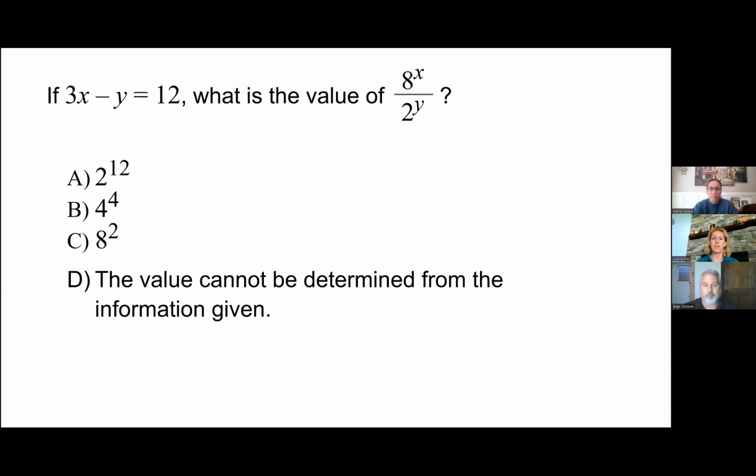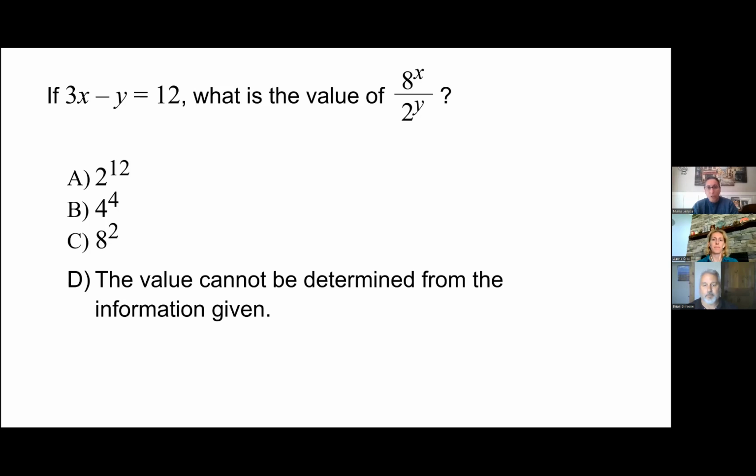This is an intriguing question. There are several ways to approach it. The numerical values for each of the answer choices are 4,096 for choice A, 256 for choice B, 64 for choice C, and then, of course, there is the dreaded option D. The value cannot be determined from the information given. I think it's important to note that many times, especially on the SAT, calculator permitted does not necessarily mean calculator needed and can be misleading.